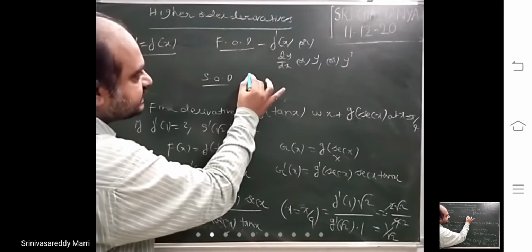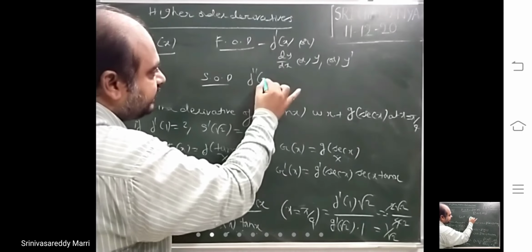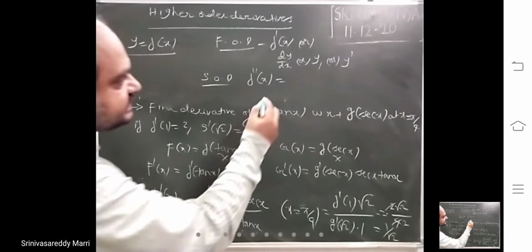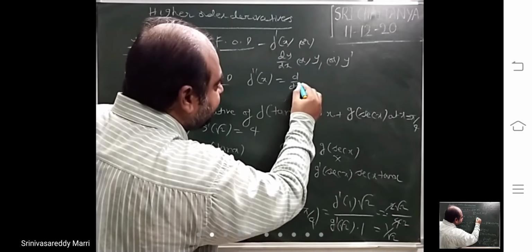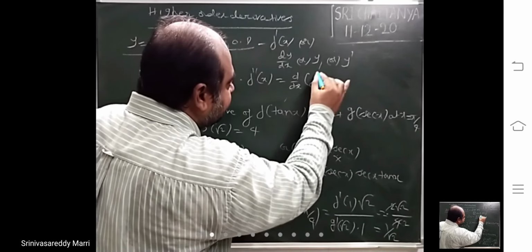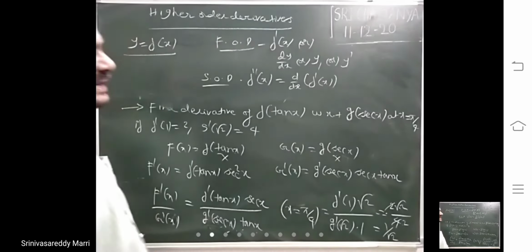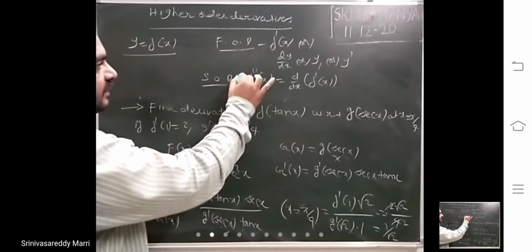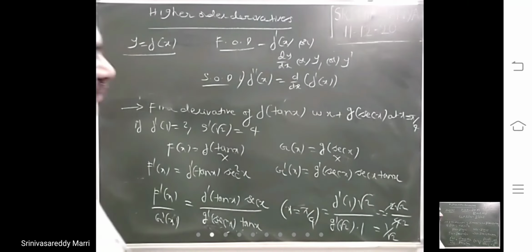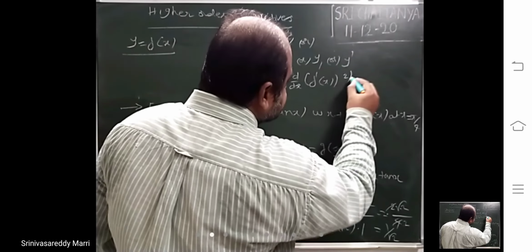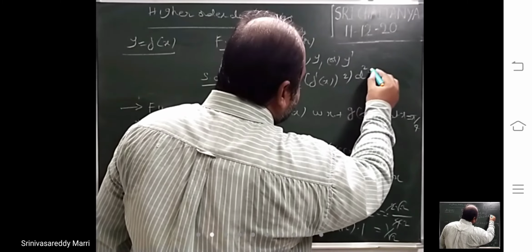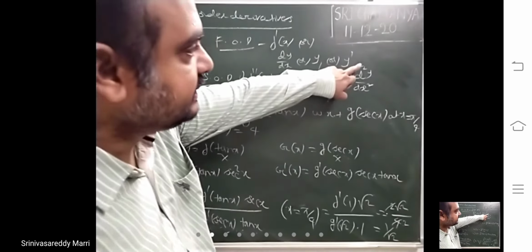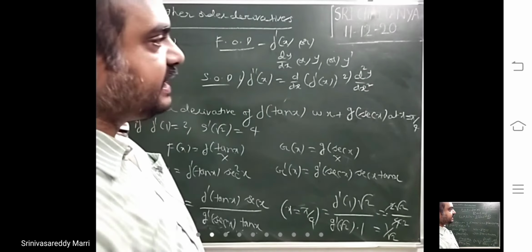That means this is denoted by f double dash x. F double dash x means, according to the definition, d by dx of the previous derivative f dash x. That is one symbol we will use. The second one is d square y by dx square. This is a symbol only. The 2 indicates that it is a second order derivative.